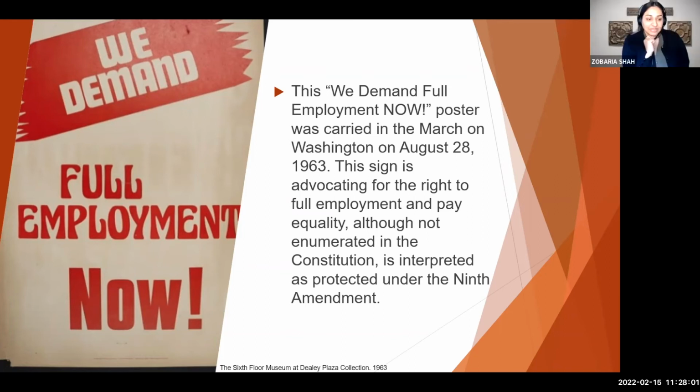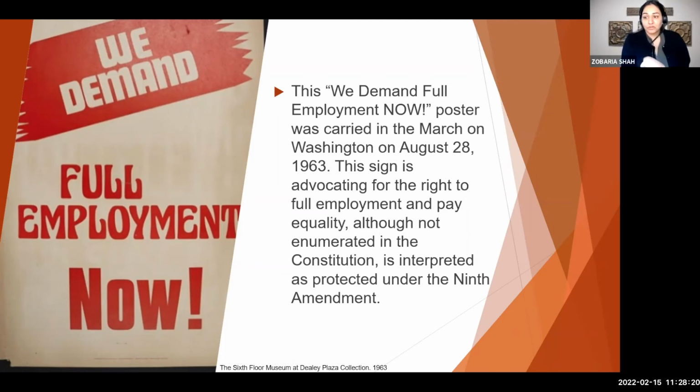Yes, absolutely. It was the march that was led by Martin Luther King Jr. at Washington, and that's where he gave his famous "I Have a Dream" speech. And this was one of the posters that was used in that march.